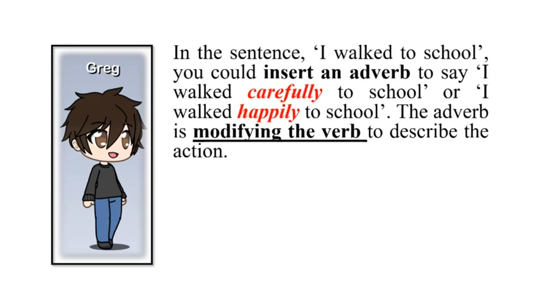Greg has something to say. In the sentence, I walked to school, you could insert, ubaciti, an adverb to say, I walked carefully to school. Dakle, u rečenici I walked to school, u kojoj imate samo subjekat, predikat i lokaciju, adverbial, ubacite carefully, ubacite adverb. Da biste opisali bliže način na koji se neka radnja dešavala, znači da biste bliže opisali tu radnju.